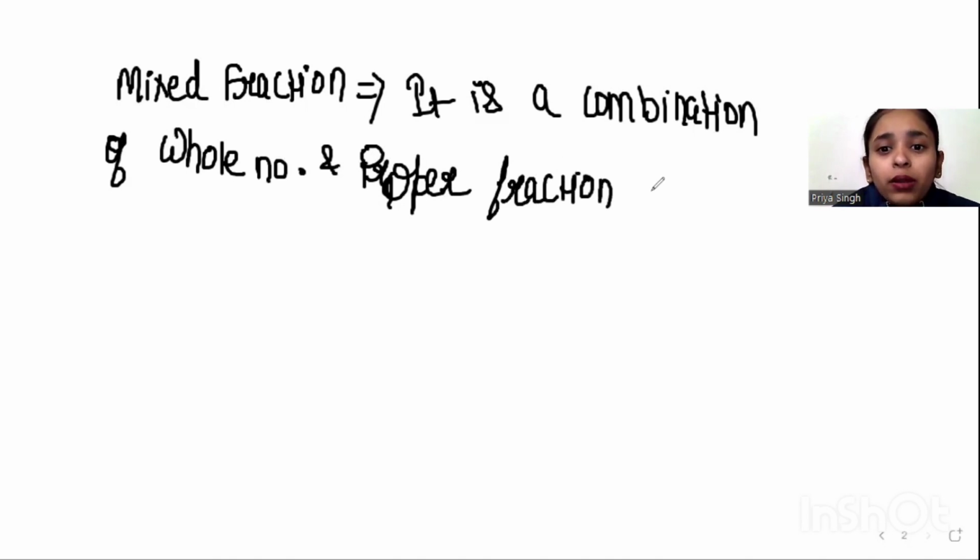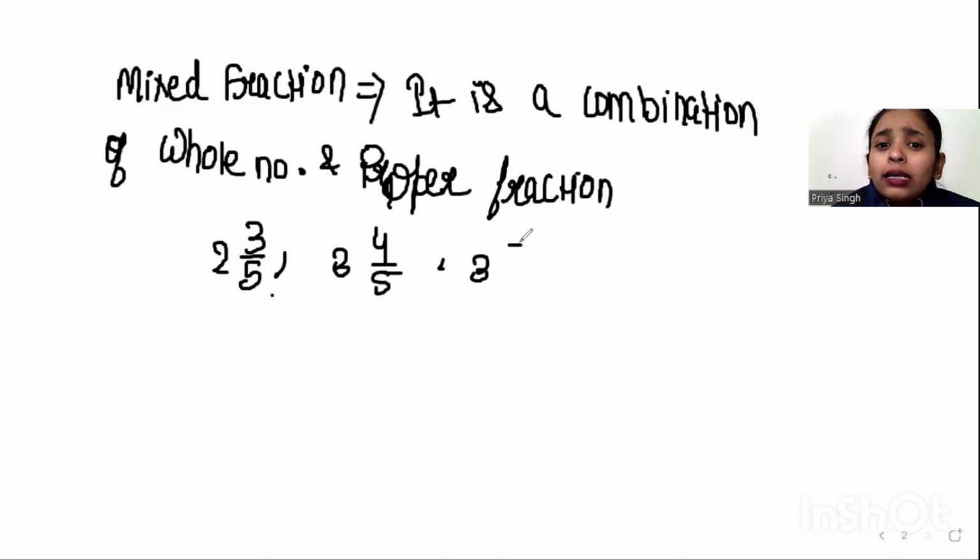For example, you can take 2 as a whole and 3/5. This is an example of a mixed fraction. 3 as a whole and 4/5, or I can take a different denominator, 3 as a whole and 7/8. This is basically a combination of a whole number, 3, and a proper fraction where the numerator is less than the denominator.